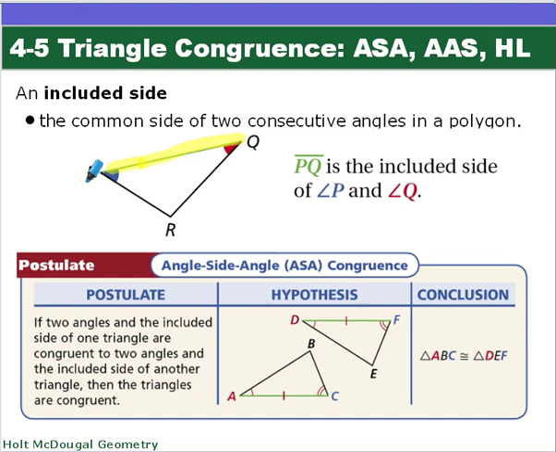We also have a postulate, and this is another way to prove triangle congruence: angle side angle. So if two angles and the included side, so it's very specific, you have to have the included side, if they are all congruent to two angles and the included side of the other triangle, then the triangles are congruent by angle side angle.